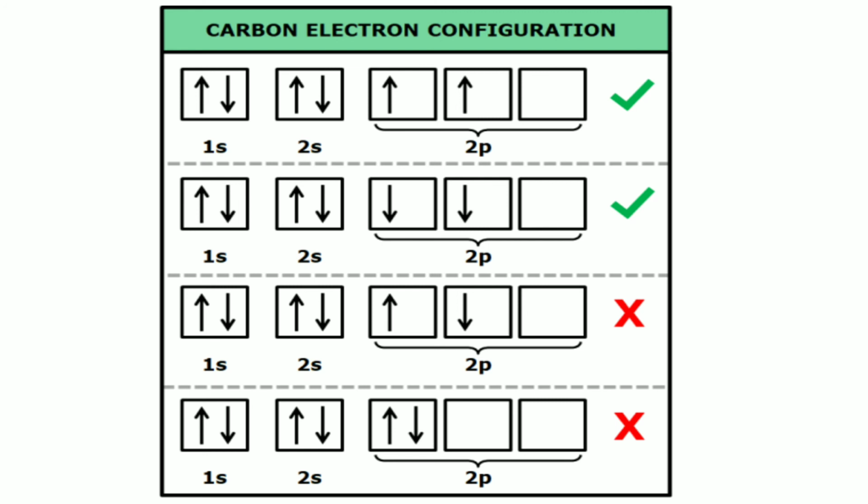But in the third option, in the 2p orbital, you can see that they are in opposite directions, in two different orbitals like px and py. So this is wrong, they should be in the same direction. The fourth one is also wrong, because the pairing occurs that does not follow Pauli's exclusion principle. So the last 2 options are incorrect and the first 2 options are correct.